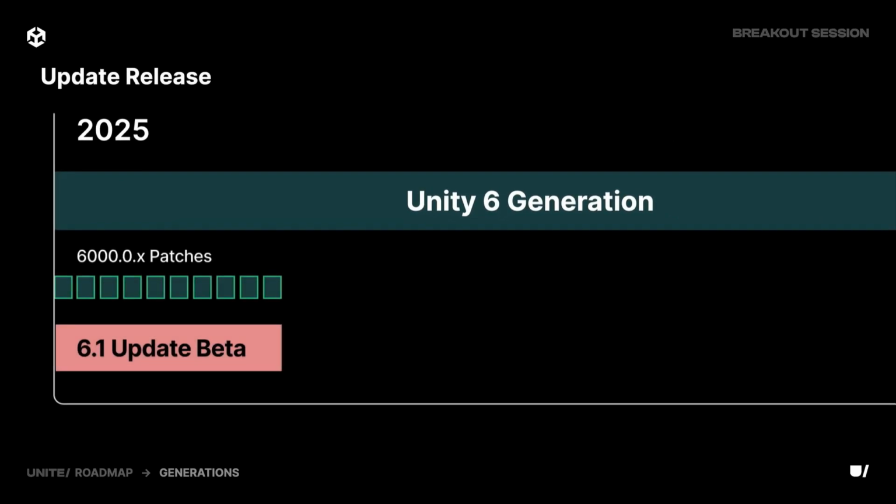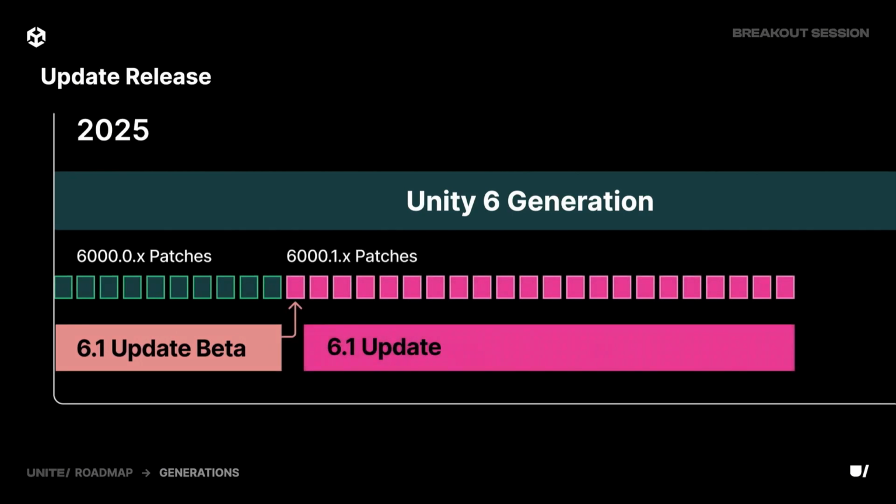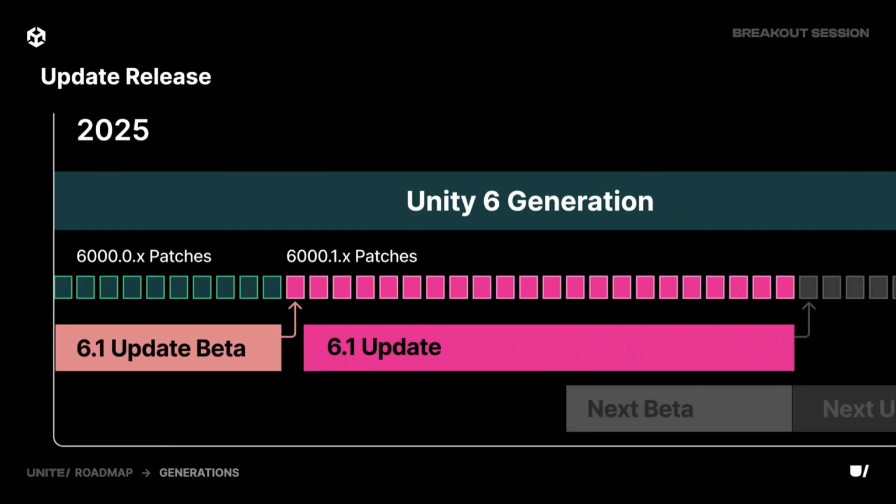Now, back to update releases. These are the new things. We do backport between generations, but not within them. The first update release will be 6.1, as you heard earlier, and it will enter beta in January and ship in April of next year. The cycle then repeats itself through the generation, and we'll be documenting a lot more about this on our blog. I promise it's going to get better from here, Will.